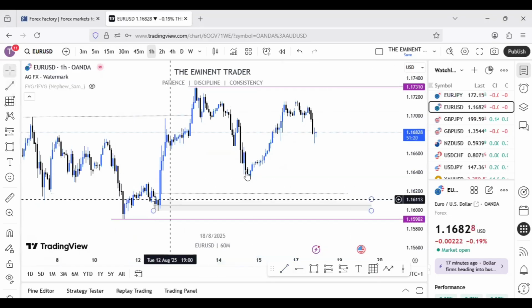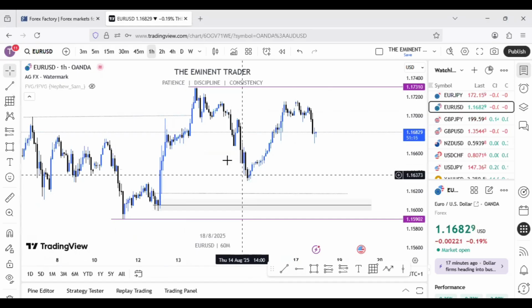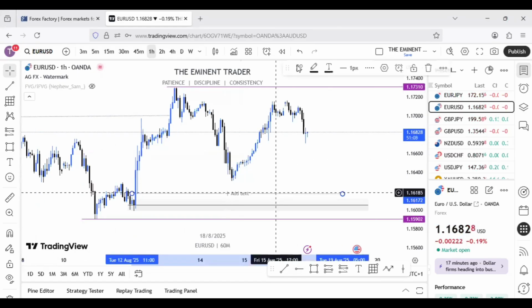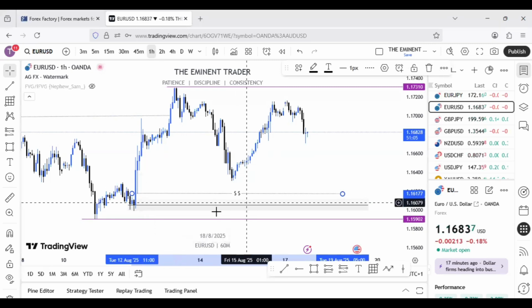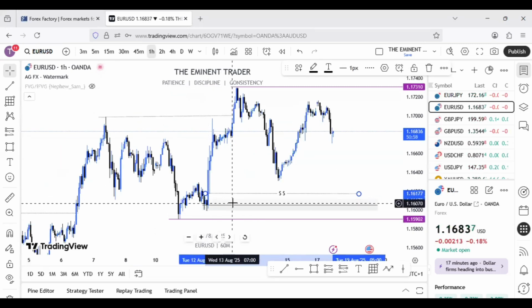This is the most valid order block. This has not led to a break of structure, so you cannot use this as an order block. It has not created a break of structure, so it is not valid. This is the only valid bullish order block on the 1 hour time frame.